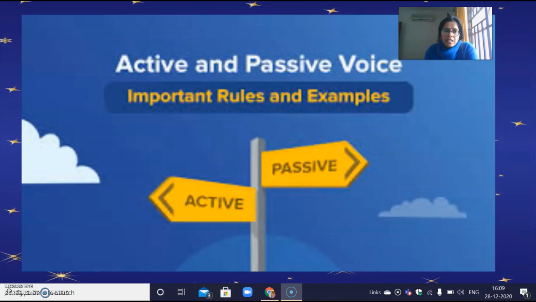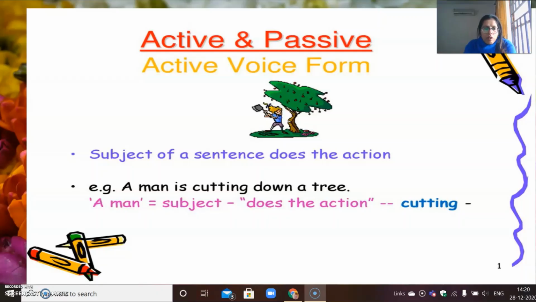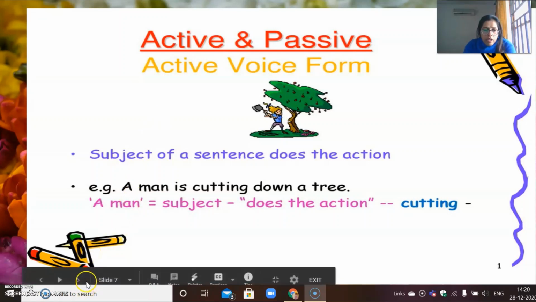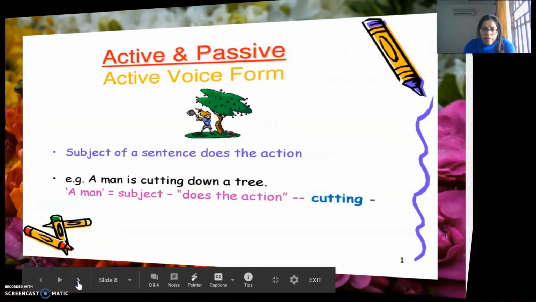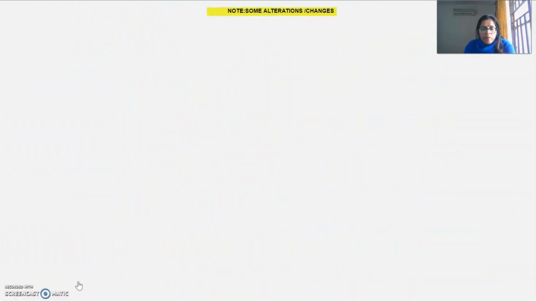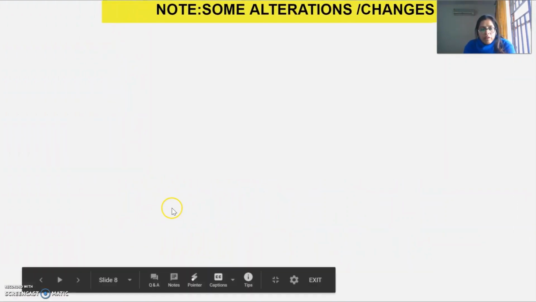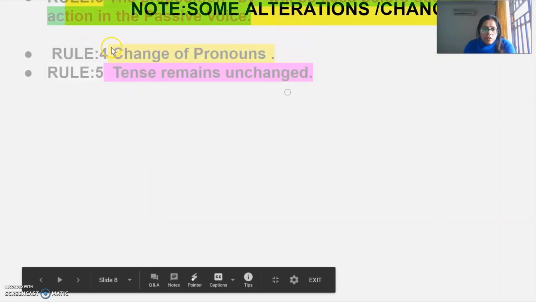So let's get started. Now I'm going to explain some of the rules of passive voice. So students, you need to make certain alterations when you convert a sentence from active to passive. So here are some of the rules. The first rule.